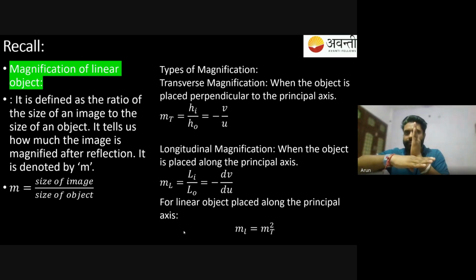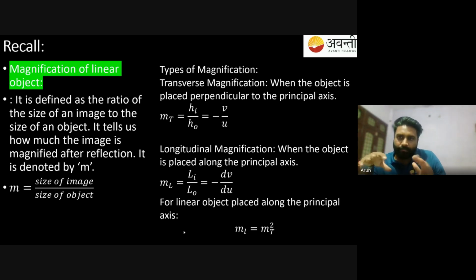If you place the object perpendicular to the principal axis, the image will be formed either below or above it, however it forms. At that time, the magnification you calculate is termed the transverse magnification. It depends on the height of the object and the height of the image.